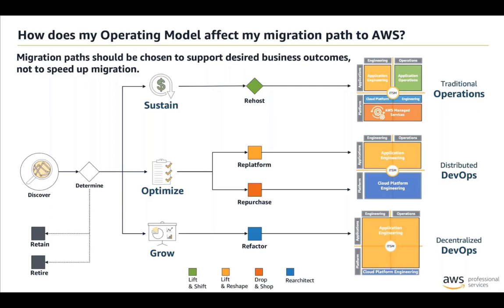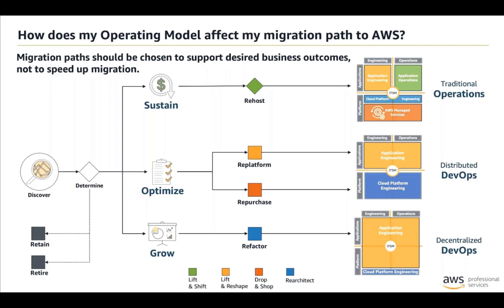And finally, grow, refactor. Some workloads may need to be refactored entirely in order to maximize the ability for their development teams to iterate quickly, to test and learn, to hypothesize and experiment, and to use continuous delivery and A/B testing. This is the most invasive migration pattern, but can be worth it for areas of high growth and differentiation. Decentralized DevOps may be the best fit, at least initially, for workloads using this migration pattern.